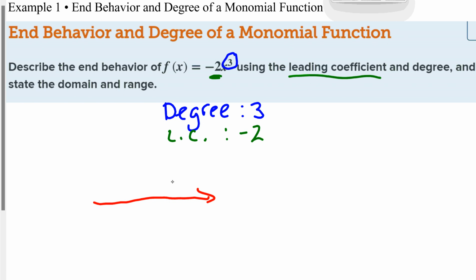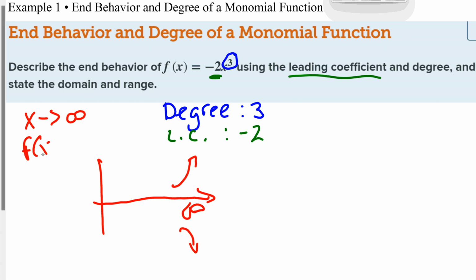Now normally, what I want to do is, as I go farther and farther out to positive and bigger positive numbers, so as I go out to infinity on my x's, so as x's get bigger and bigger, what are my y values doing? Are they going up, or are my y values going down? So what are my f of x's doing, my y values? Which way are they going? You could just plug in a really big number and see what you get. Do you get a positive or do you get a negative?